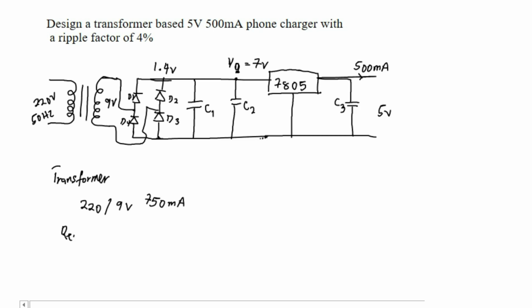Now for the rectification side, we have 4 diodes which are all of equal value. So D1 equals D2 equals D3 equals D4. We are going to use the diode IN4001.